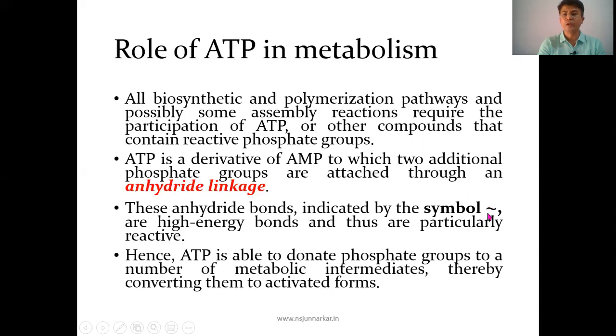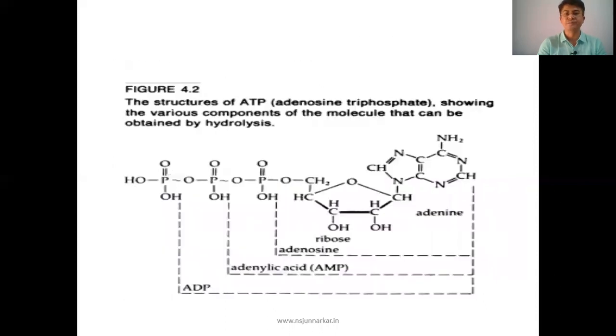So this is the symbol indicating the high energy bond. These are high energy bonds and thus are particularly reactive. Hence, ATP is able to donate phosphate groups to a number of metabolic intermediates, thereby converting them to active forms.